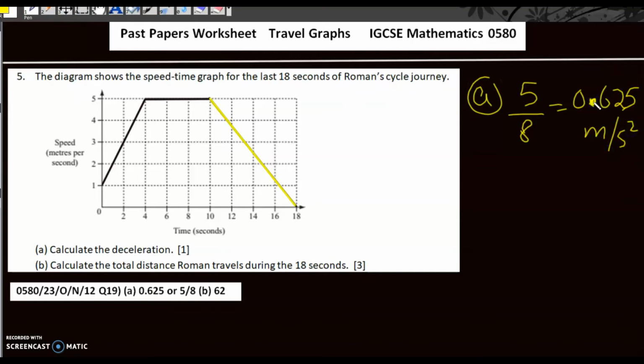Part B, calculate the total distance Roman travels during the 18 seconds. Total distance is found by the area under the graph. So this shape is made from multiple compound shapes. So I will break it into one trapezium at the left, then one trapezium at the right. Area of the orange trapezium is half times height. Wait, this is not a trapezium. Why am I calling it a trapezium? A trapezium has 4 sides. This actually has 5 sides.